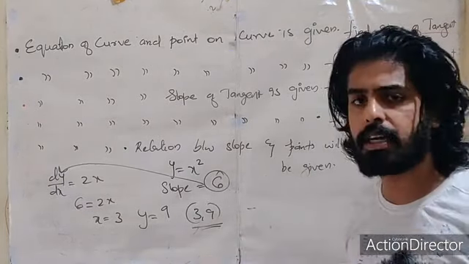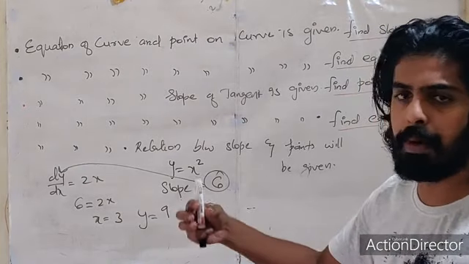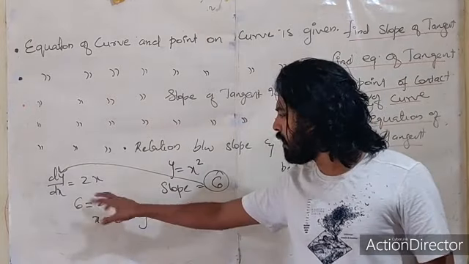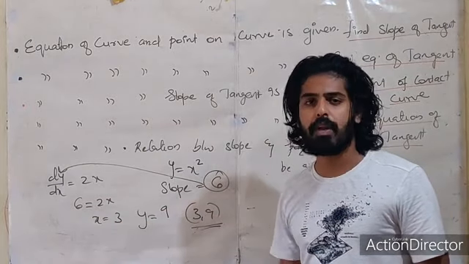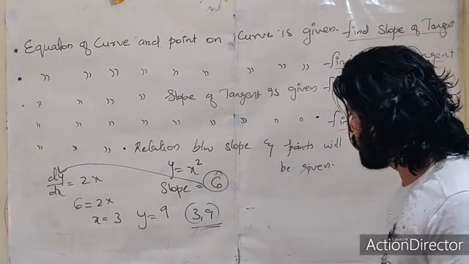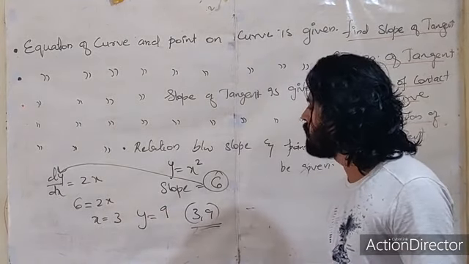We need to differentiate the curve, substitute the slope at the place of dy by dx and solve to find the point in any question. Here we got the x coordinate; sometimes we will get the y coordinate, then we can find the x coordinate. So if we got the x coordinate, we can find the y coordinate also. Okay, this is how we'll find the point.